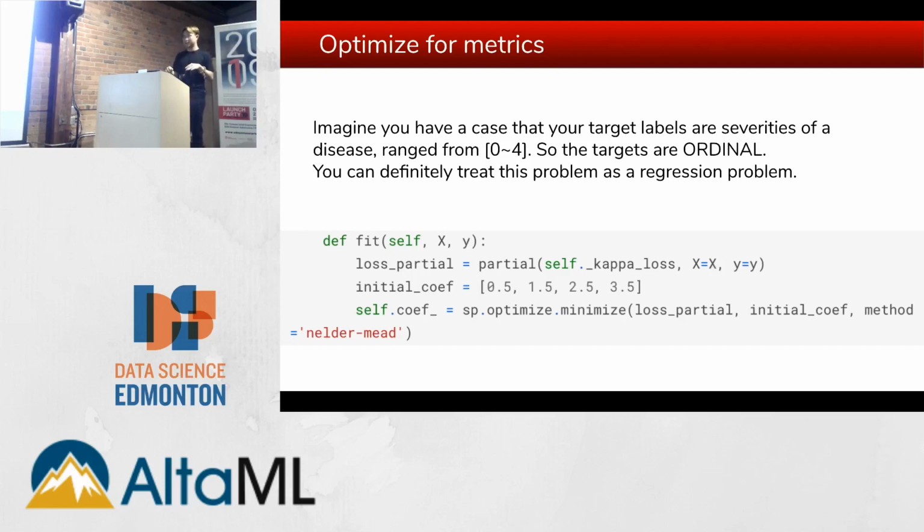You can start by setting some default value. Say, everything below 0.5, let's say that's 0. Everything above 0.5 and below 1.5, this is 1. You can use this threshold search again to optimize towards a specific metric.